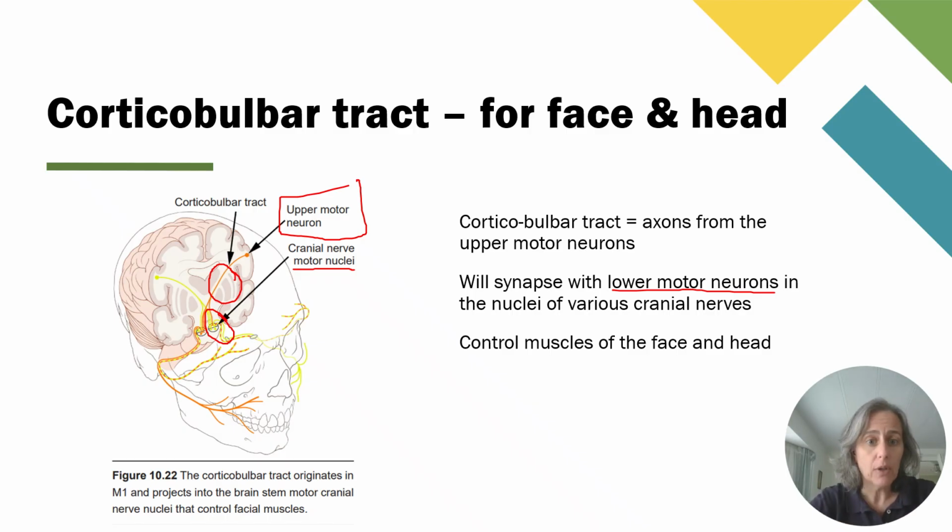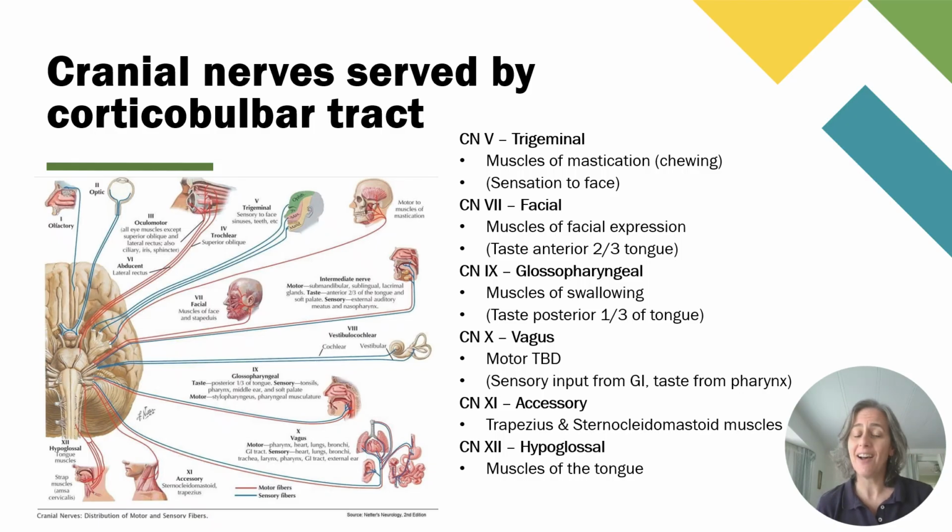Now, those motor nuclei are going to be specific for the different cranial nerves. And then the axons of those lower motor neurons, as they travel out to a certain part of the face or the head, are traveling through those cranial nerves, because remember, nerves are just bundles of axons traveling together. So this is a great time to remind ourselves of the cranial nerves. Now, not all of the cranial nerves that have motor function actually are served by the corticobulbar tract, because some of them are too far anterior and they've kind of got their own thing.